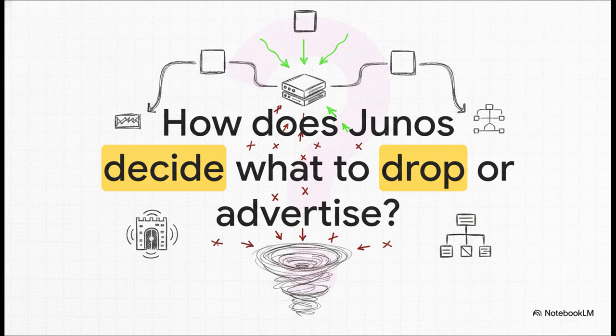Think about a massive core router for just a second. It is literally getting bombarded with millions of packets and countless route updates every single second. So how does a Junos device instantly and accurately decide which packets to drop into the abyss and which network routes to proudly advertise to its neighbors? Well, it all comes down to a hidden, highly structured decision-making process.